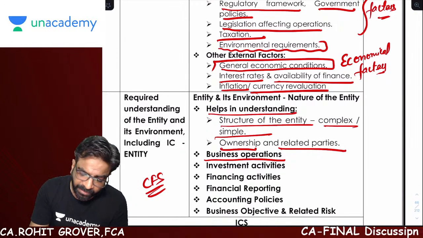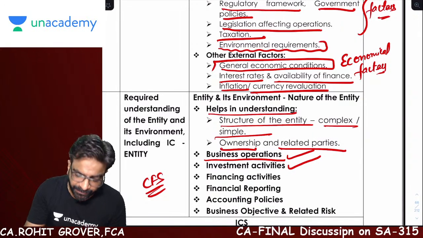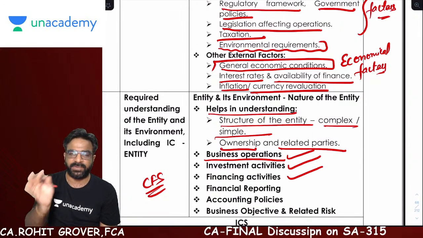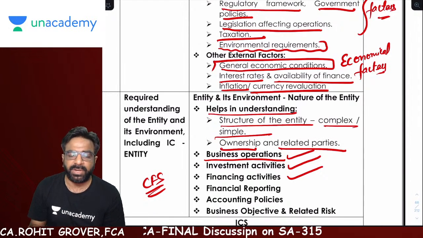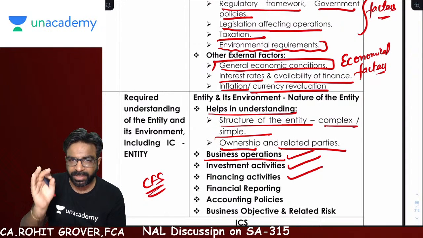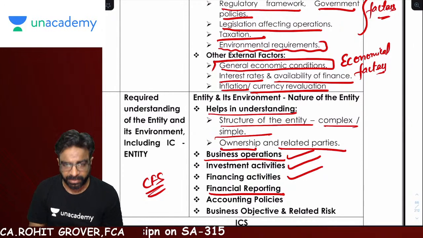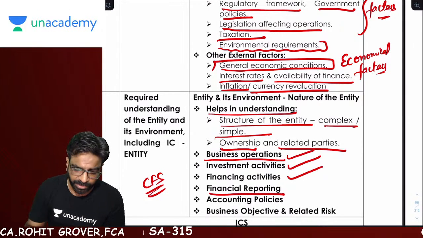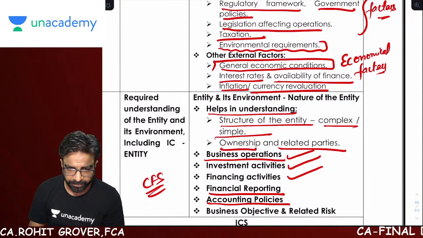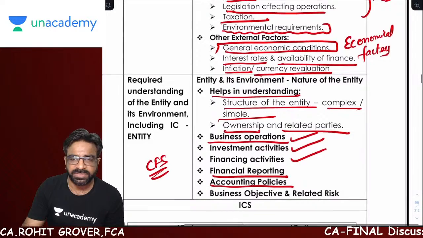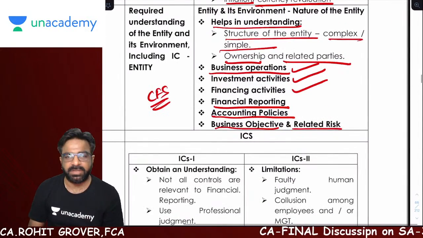So in case you have the operating activities knowledge, investment activities knowledge, and financing activities knowledge of an entity, that will also help you in understanding the level of the audit risk which is prevailing in the entity. Understand the financial reporting responsibilities of the entity. Have a good understanding of the accounting policies of the entity, and have a good knowledge of the business objectives and related risk of internal control system.